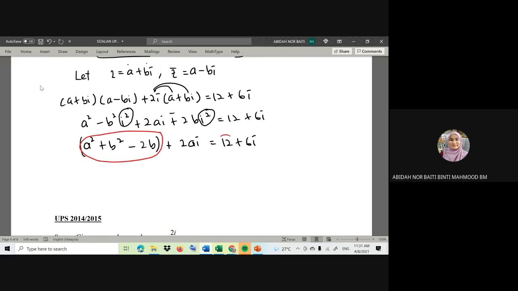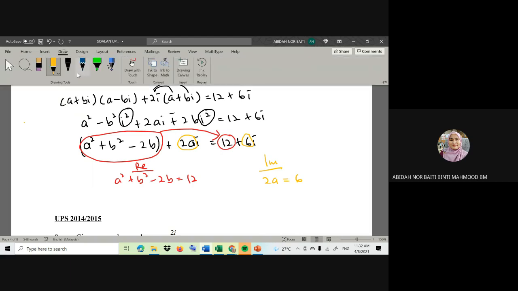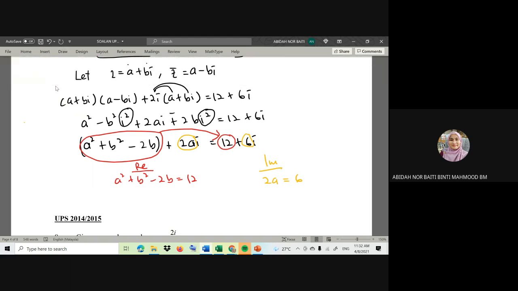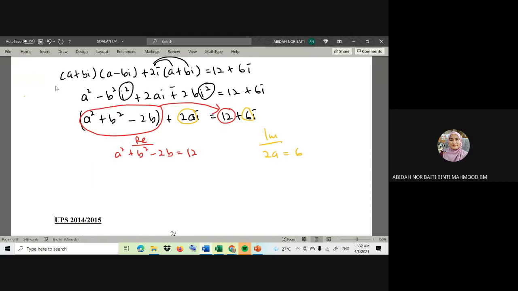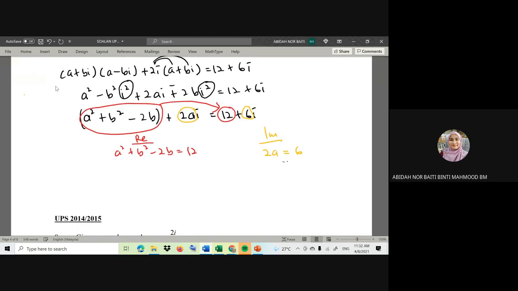Compare kan? Kita biasa kan compare ni. Real with real. Okay, so your real is A squared plus B squared minus 2B equal 12. Okay, ni real kita. So your imaginary, imaginary pun kita compare jugalah. 2A equals to 6. Ni imaginary kita. 2A equals to 6. Then, kita boleh dapat mana ni sebenarnya? Terus ni. Value of what? Value of A, right? Yes. A equals to 3.